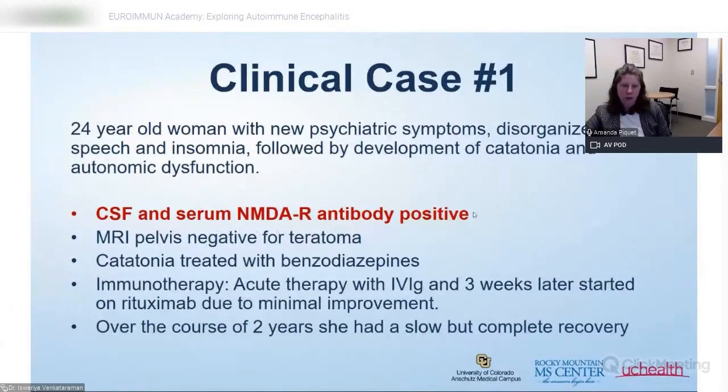She had further appropriate workup with a MRI of the pelvis to rule out a teratoma. She was treated symptomatically for her catatonia with benzodiazepines, and immune therapy was initiated as soon as this diagnosis was confirmed. She received acute therapy with IVIG. 3 weeks later, she did not have a profound clinical response, so rituximab was initiated quickly. Over the course of 2 years, she had a slow but complete recovery.